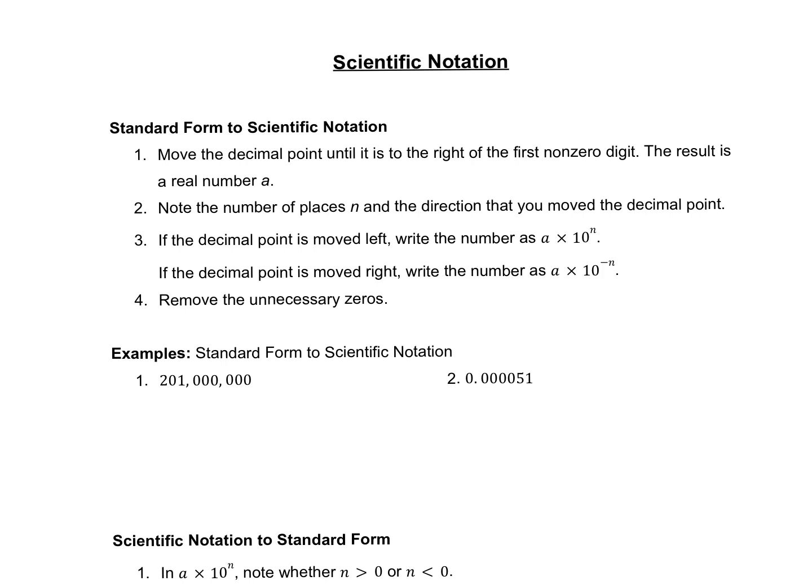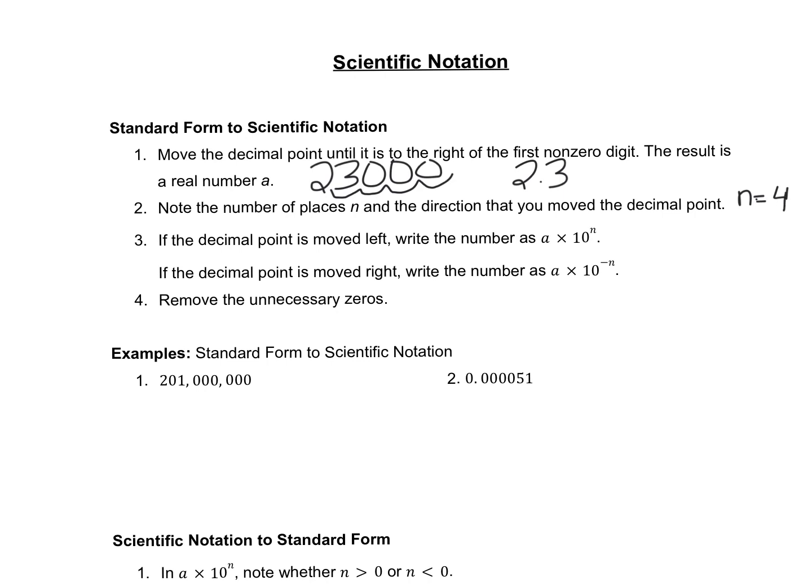So for example, if I had 23,000, I move my decimal point to the right of the first whole number. So I would get 2.3. That's step 1. Step 2, you want to note the number of places in the direction that you moved. We moved 1, 2, 3, 4, so we have n equals 4.